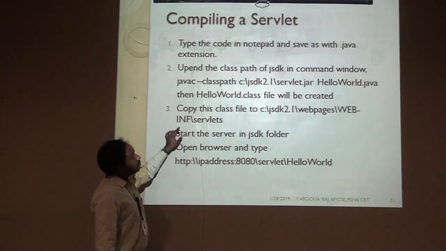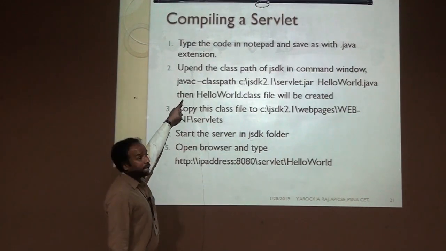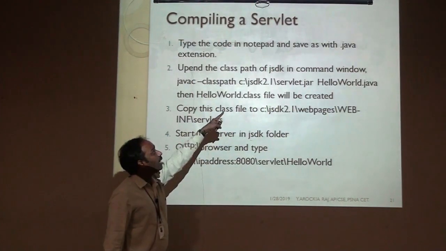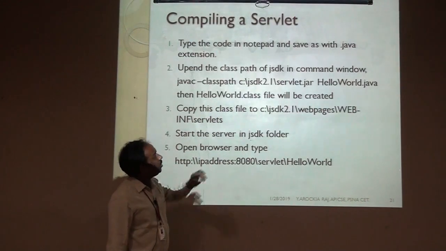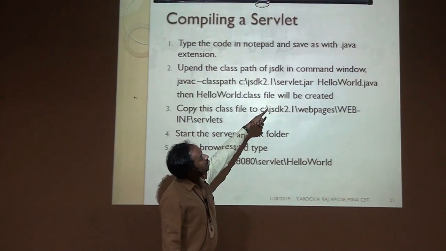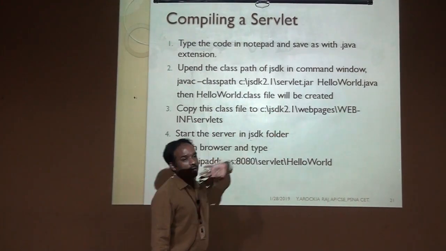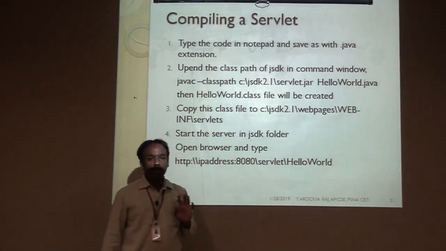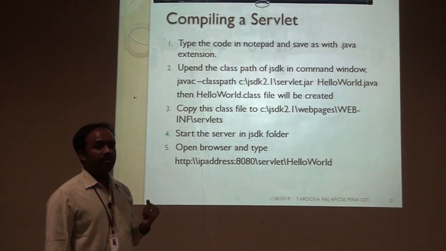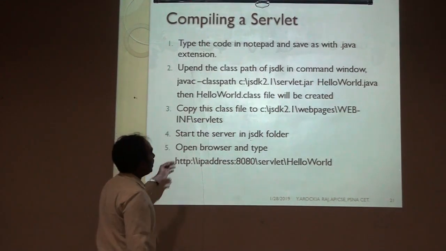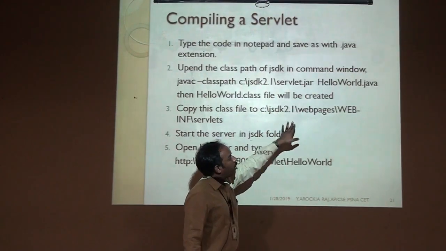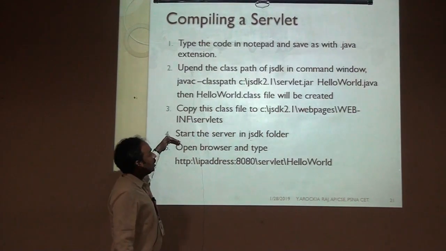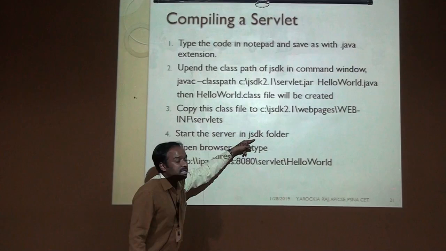Second step, in your command window we have to type javac space -classpath. This is the path where I stored my JSDK. I used JSDK 2.1 and then servlet.jar, then space, your program name .java. If it is successfully compiled, the HelloWorld.class file will be created in the particular folder. After that we have to copy that file and paste it in JSDK 2.1, webpages, WEB-INF, servlets folder. After that we have to start the server in the JSDK folder.